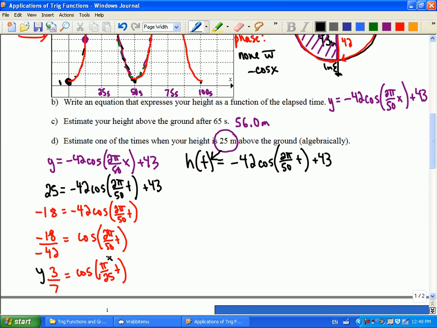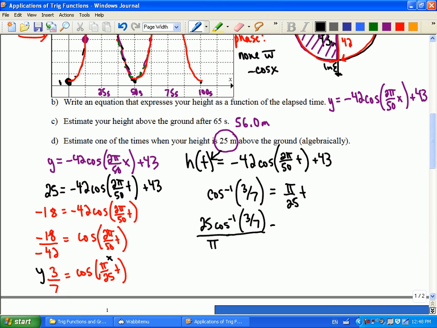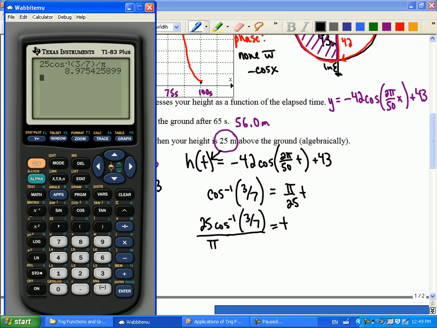So if you want to get them to switch places, you got to use the inverse, right? So what I'll do is I'll rewrite this then. This would be the cosine inverse of 3 out of 7 equals pi over 25 t. Now they switched places, so I can rewrite it and solve for the time. So it'll be 25 inverse cos 3 over 7 divided by pi is equal to t. So I get about 9 seconds. So we'll call it 8.98 seconds.